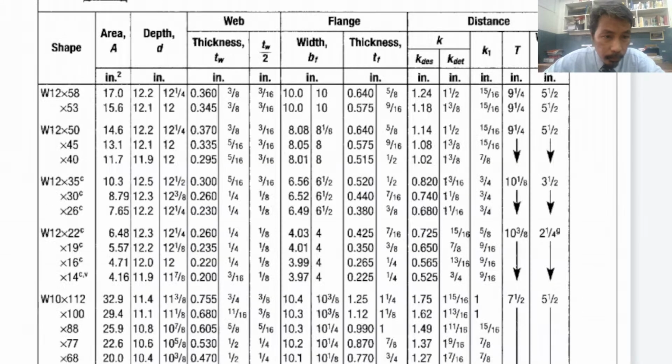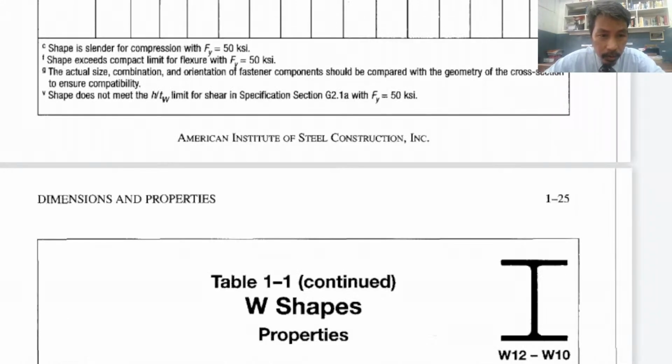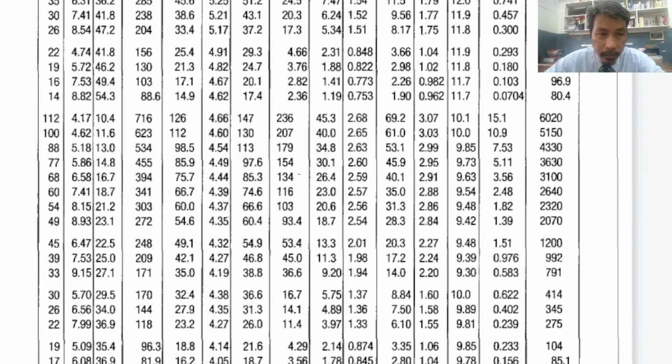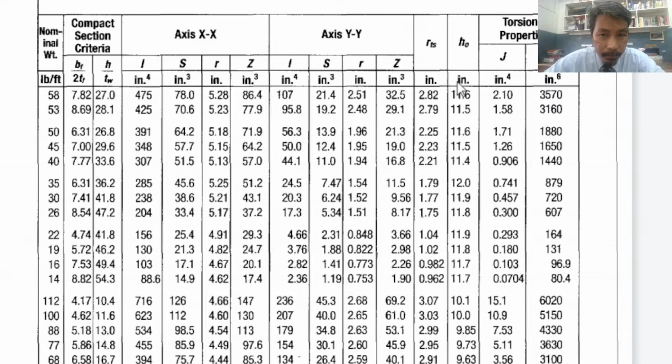W12 by 35. So here, about here. So this W12 by 35, these are the properties. Now take a look at 35. So 35 pounds per foot. Therefore, we have here the value 35. This is 35 pounds per foot.